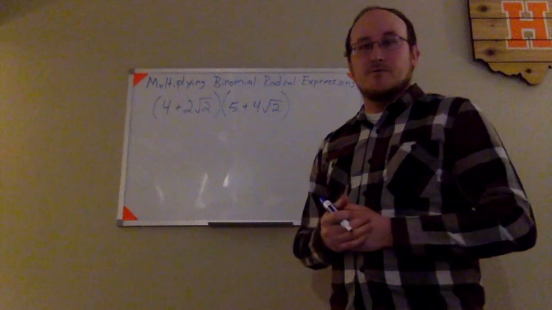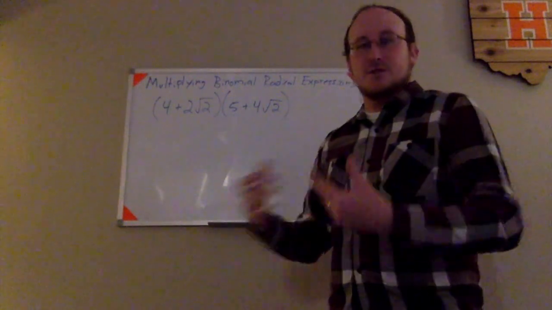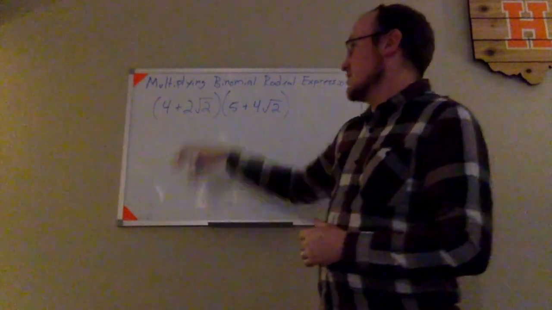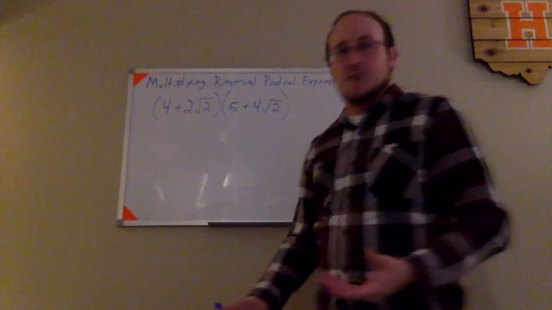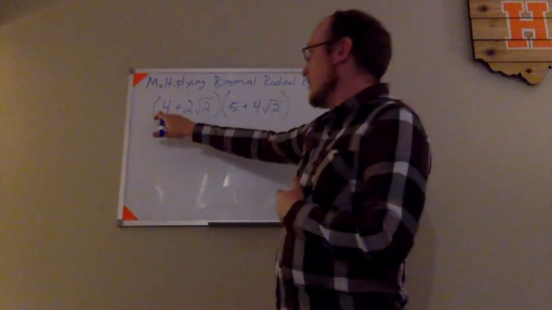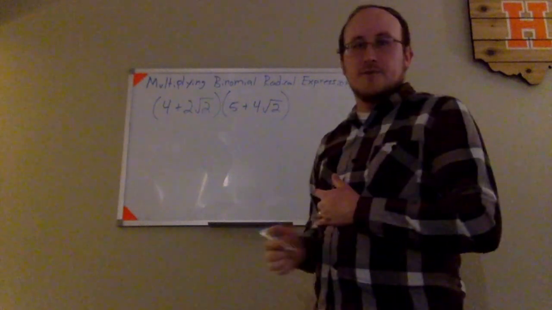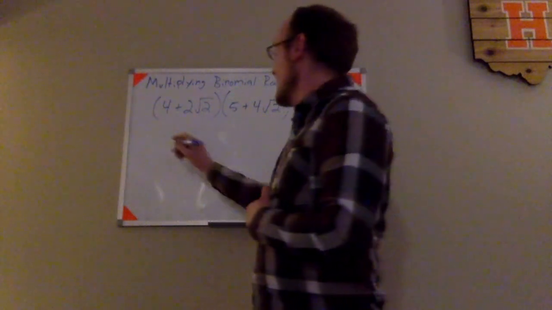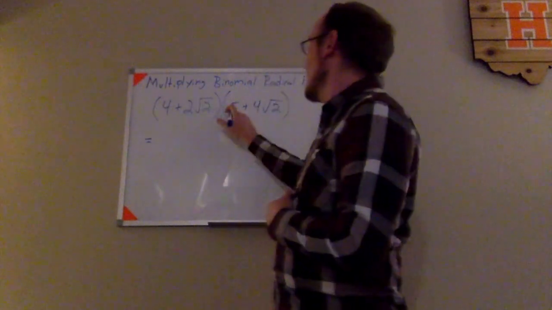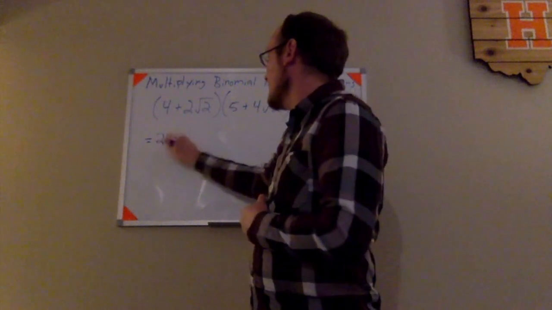Some of my students still refer to that as the FOIL method, although I don't generally teach it that way. It's just repeated application of the distributive property. So I need to take this 4, and I need to multiply it to the 5 and to the 4 square root of 2. So what does that look like when I do that? When I take the 4 times the 5, that would give me 20.